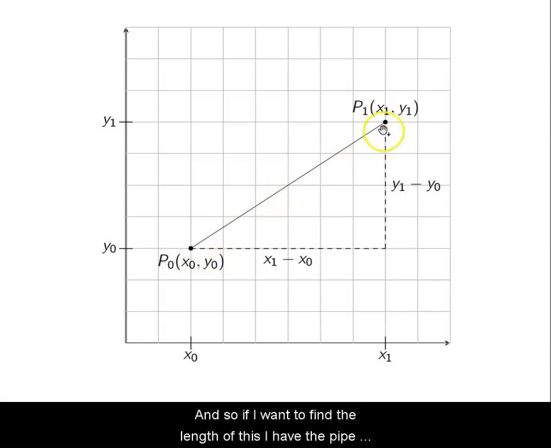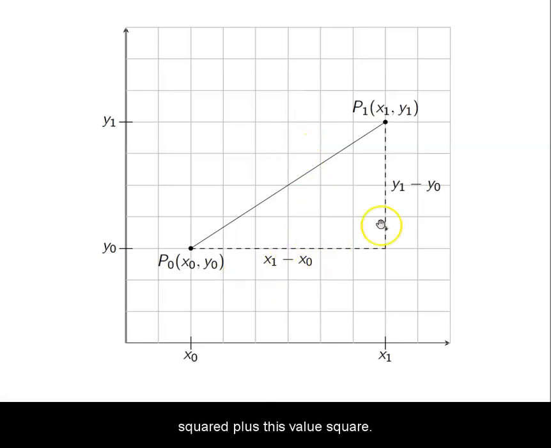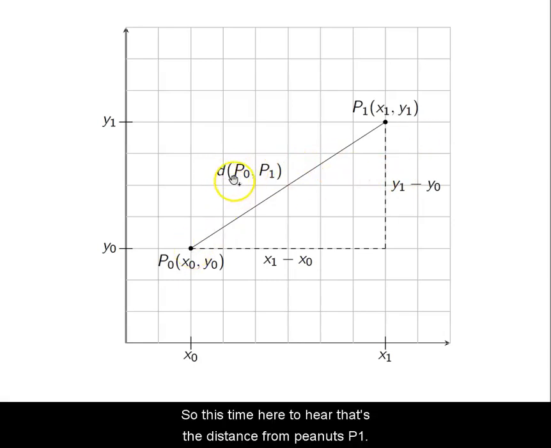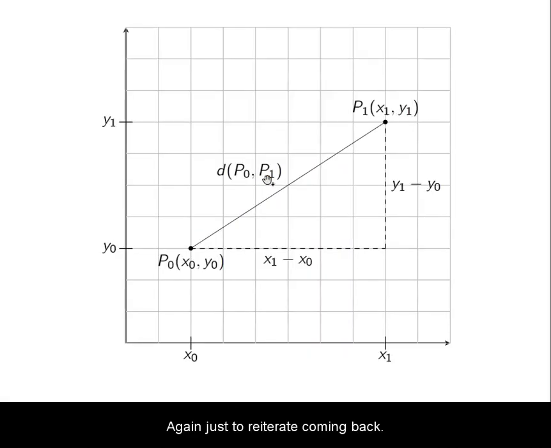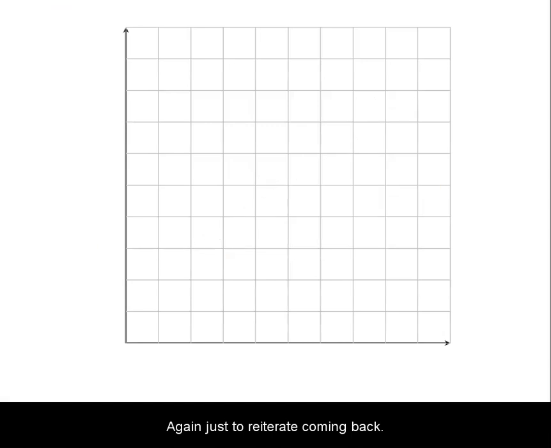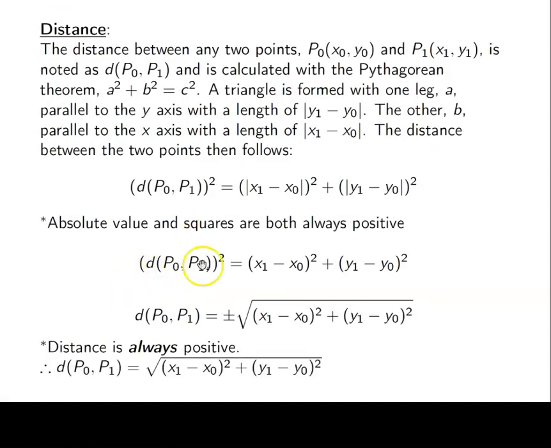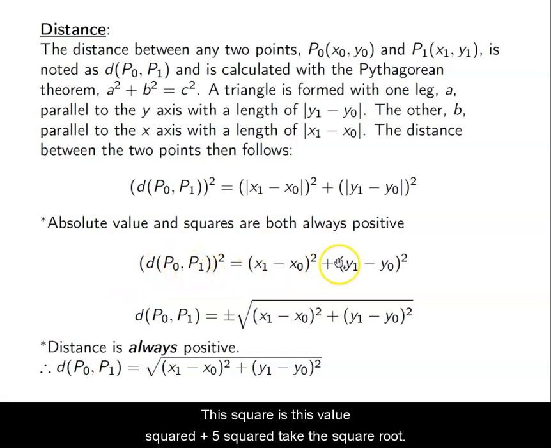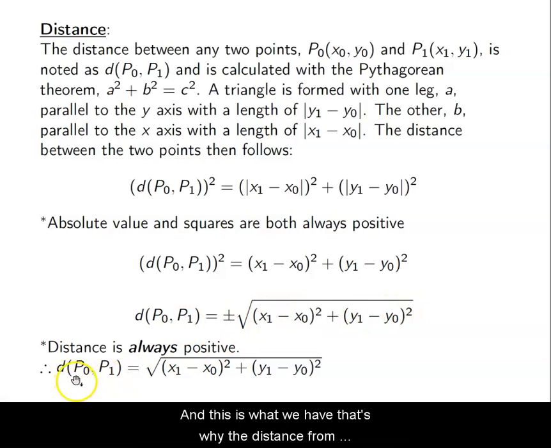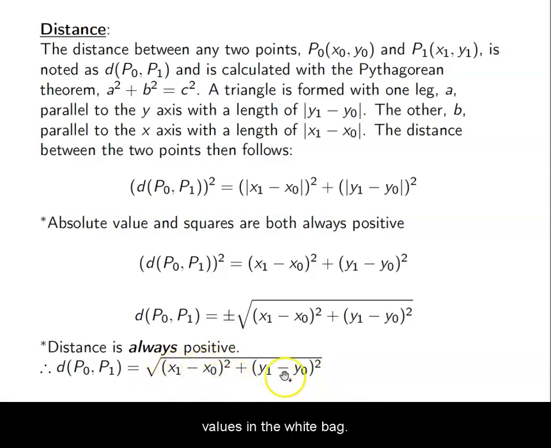And so if I want to find the length of this, I have the Pythagorean theorem. This squared is equal to this value squared plus this value squared. Okay, so this, from here to here, that's the distance from P0 to P1. Okay, so again, just to reiterate, this squared is this value squared plus this value squared. Take the square root, and this is what we have. That's why the distance from P0 to P1 is the square root of the sum of the squares of the differences of the x values and the y values.